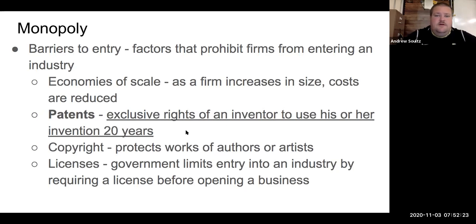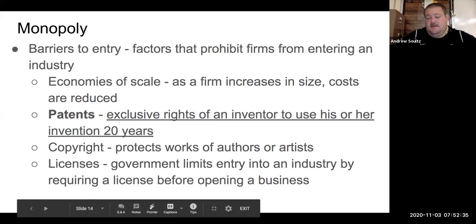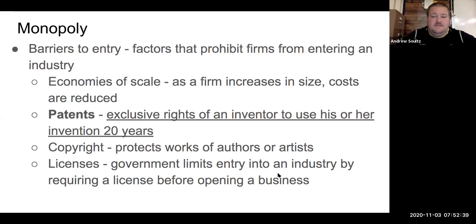There's some other legal barriers to entry, like a copyright. It's going to protect works of authors or artists. License. Government can limit entry into an industry by requiring a license before opening a business. And so I can't just slap a taxi sign on my vehicle and say, okay, I'm going to be a taxi now and charge people for rides. All right, I have to actually go through and get a special license for that.